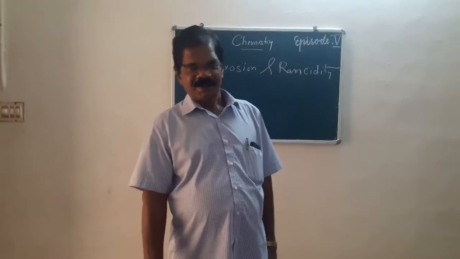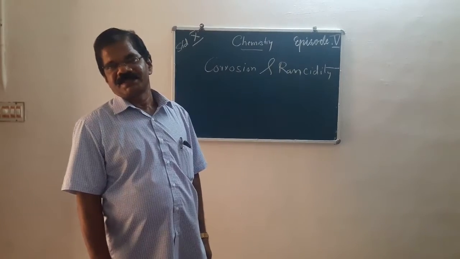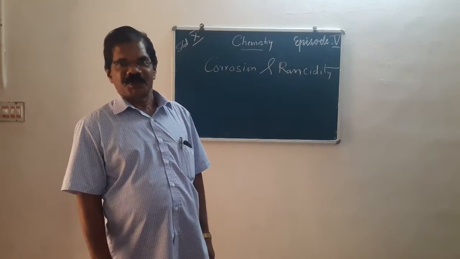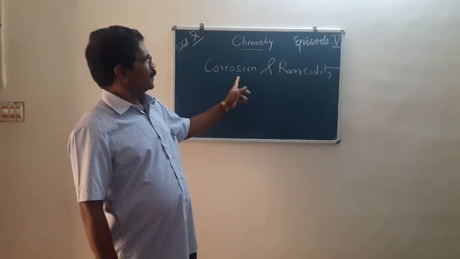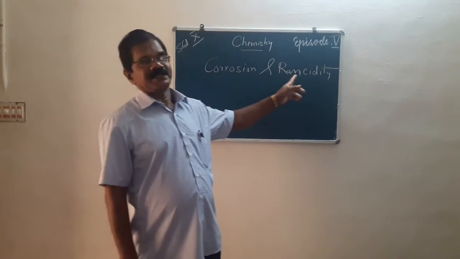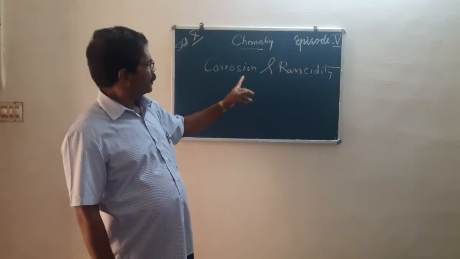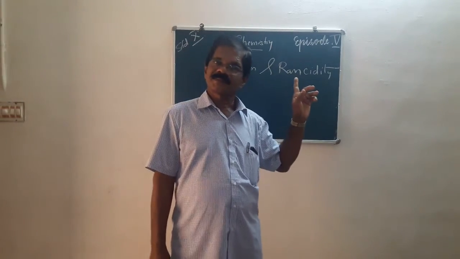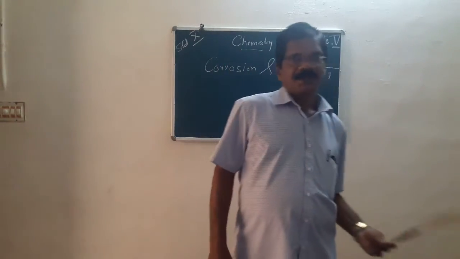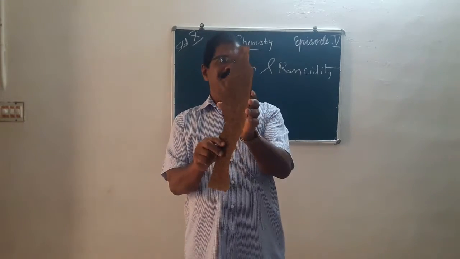In the first chapter there remain two more simple topics, two complete chapters. They are corrosion and tarnishing. Corrosion and tarnishing. Do you know what corrosion is? Do you see what it is? Do you see?